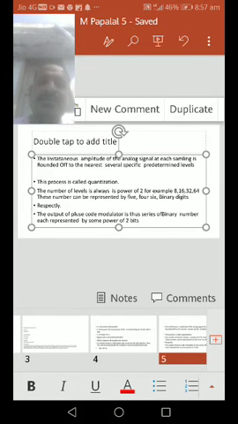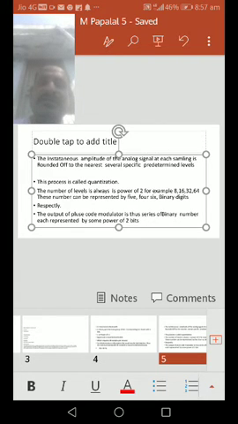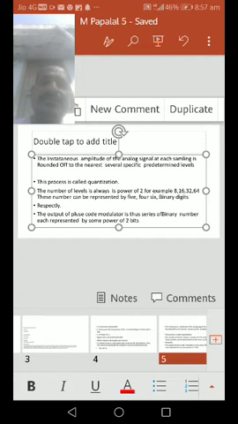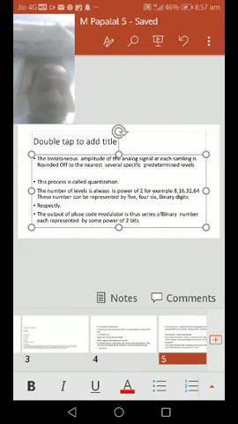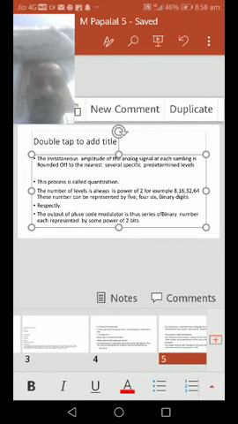The instantaneous amplitude of the analog signal is sampled and rounded to the nearest of several specific predetermined levels. 2 to the power of 2 means if it is 2 bits, there are 4 levels. If it is 3 bits, 8 levels. According to quantization, the sampled voltages are rounded. The number of levels is always 2 to the power of n.